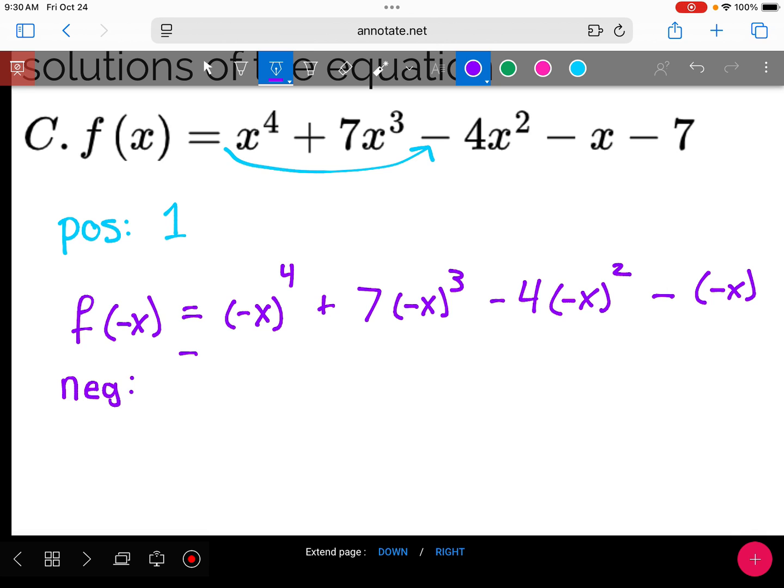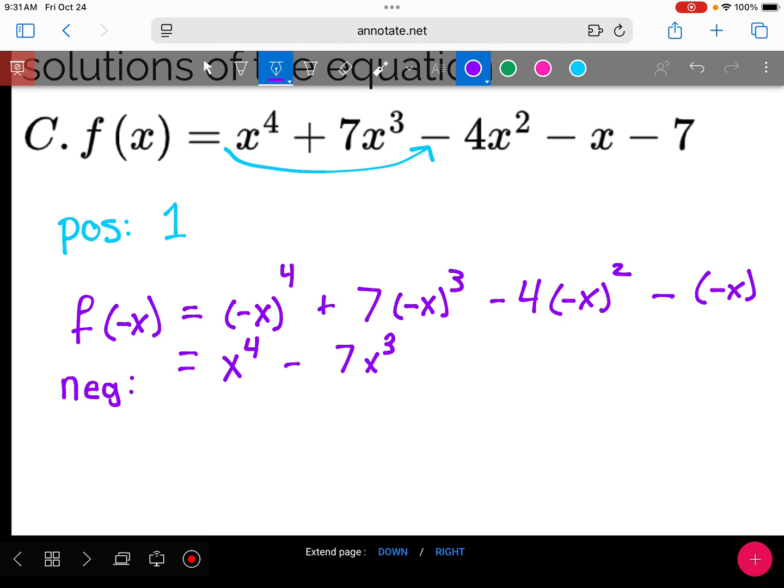Because when we simplify this, anything with an even degree, our sign doesn't change. So this is going to go back to being exactly x to the fourth. But my 7 times the opposite of x cubed, that one's going to change signs, because we have that odd degree, that forces our function to change signs. So this one goes to being a negative.